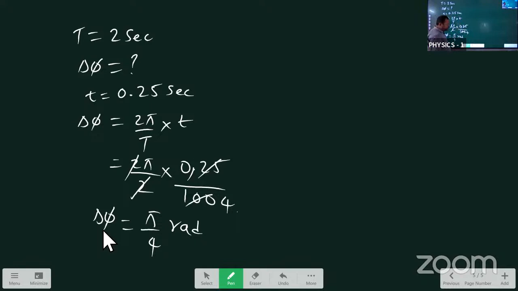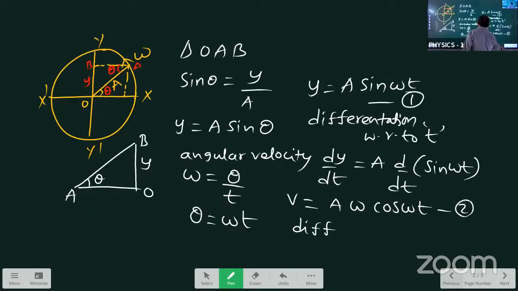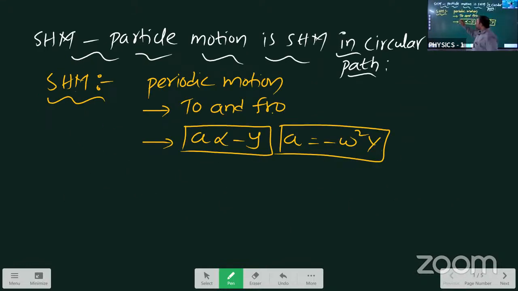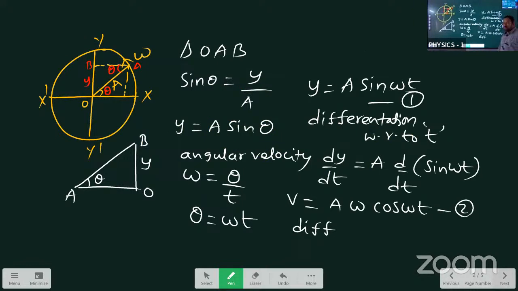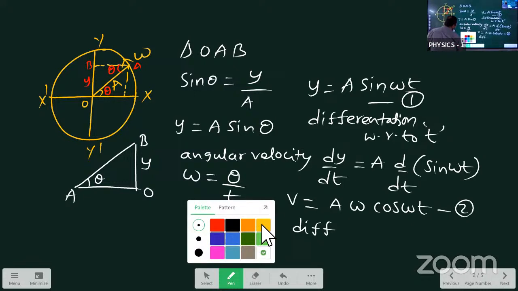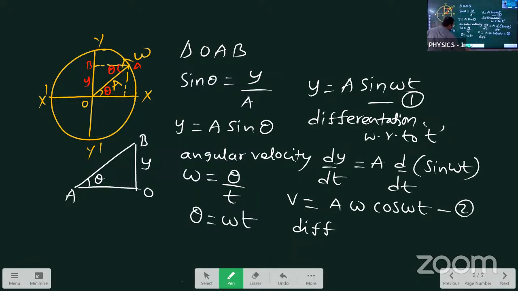This problem belongs to the previous question, SHM. This is the question. A particle's motion is SHM when the particle moves in a circular path, with respect to the diameter. So, student, if you remember, they are getting a doubt about how circular motion with respect to the diameter is SHM. I am just giving an explanation for this. Don't write it in the examination. See here.